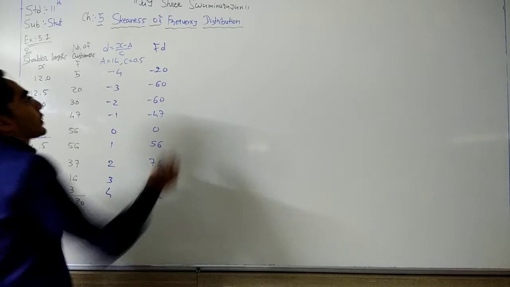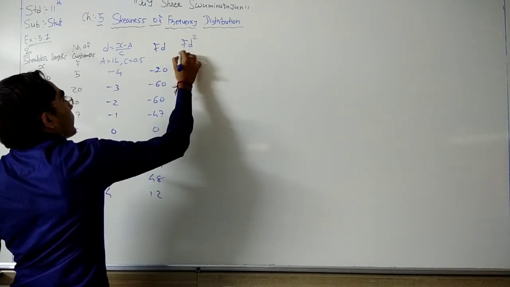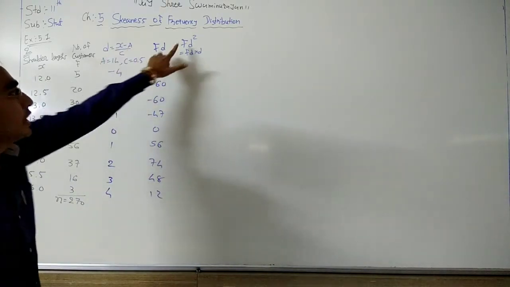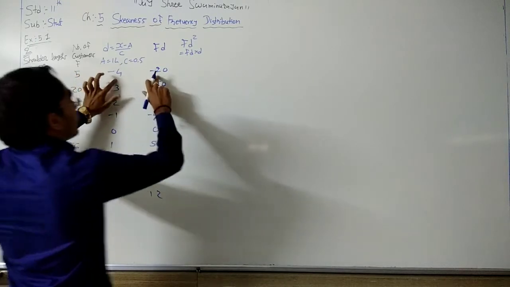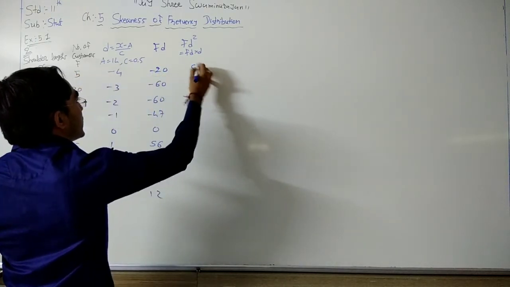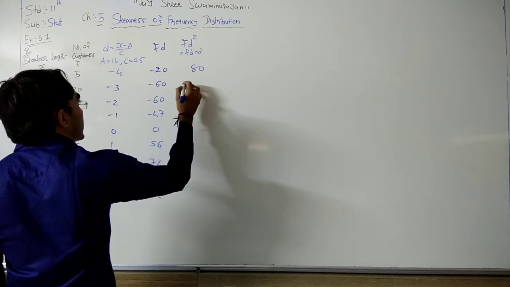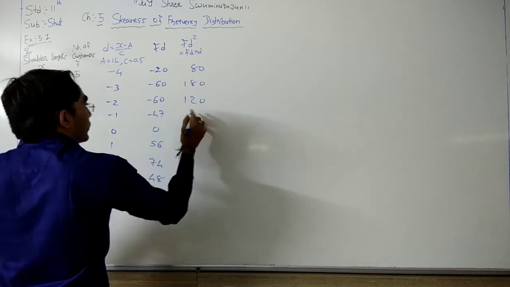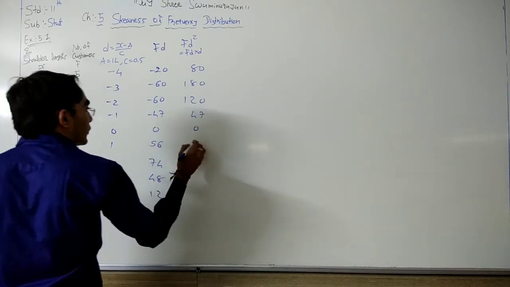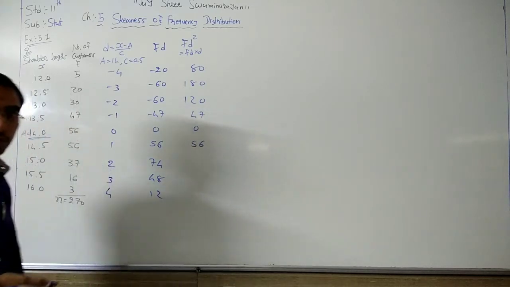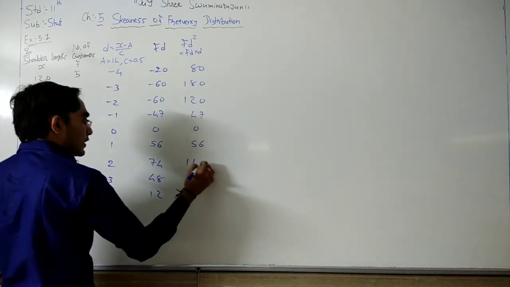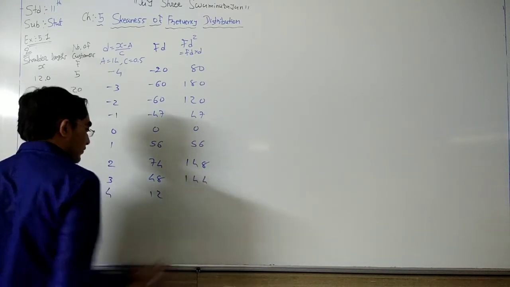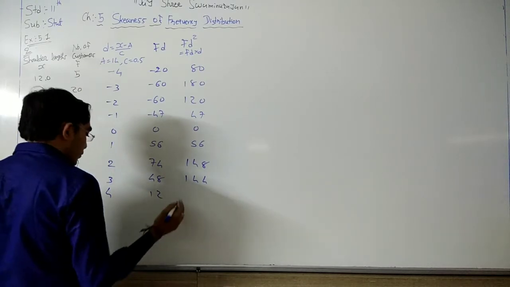Okay, now for standard deviation we want FD square. So FD multiply D, FD multiply D is FD square. So multiply these two numbers: 20 into 4, 80; minus 60 into 3, 180; 60 into 2, 120; 47 ones are 47; here 0; 56 ones are 56; 74 into 2, 148; then 48 into 3, 144; 12 into 4, 48.